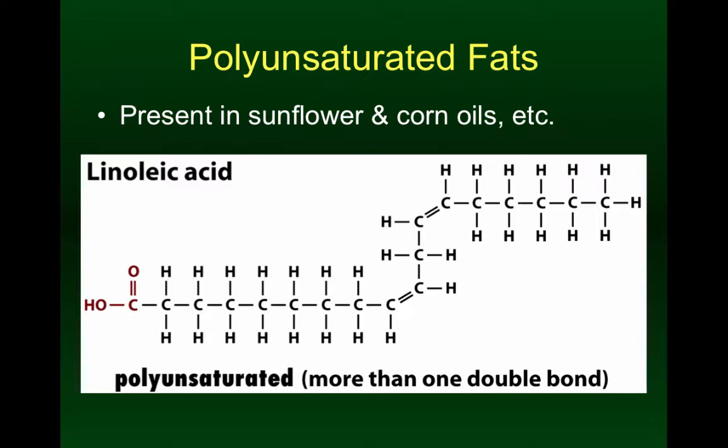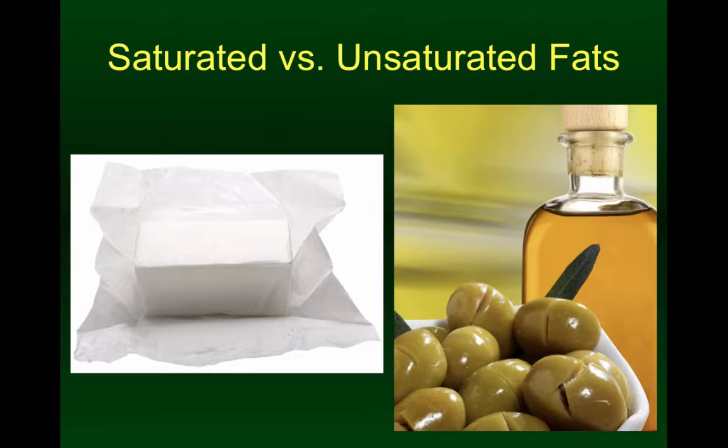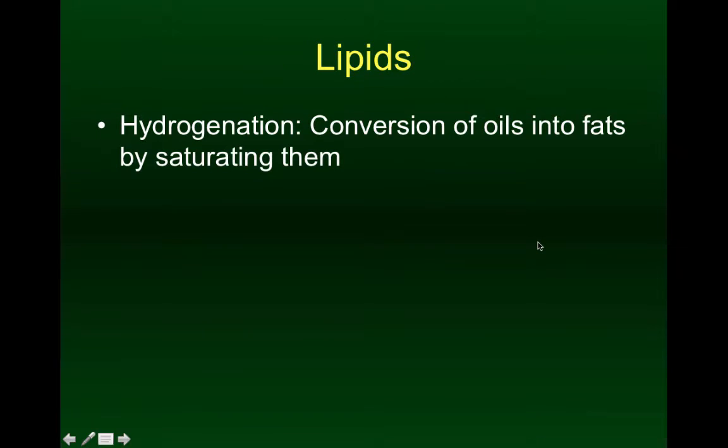Polyunsaturated fats are things like corn oil and sunflower oil. Those are two fairly common polyunsaturated fats. So again, if you take this fatty acid, take two other ones, hook it to a glycerol, you would create a polyunsaturated fat. So saturated is solid at room temperature, unsaturated is liquid at room temperature. Saturated from animals, unsaturated from plants.